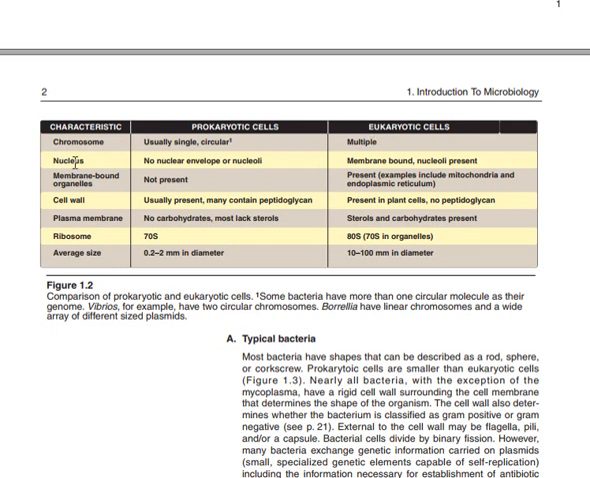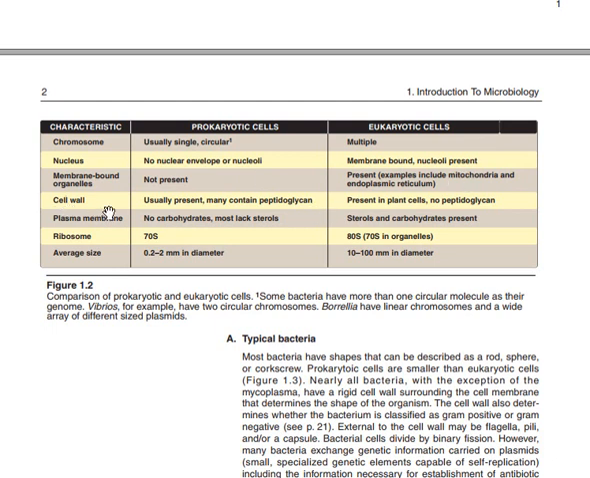Now the next is the nucleus. We have no nuclear envelope or nucleoli in prokaryotic cells, while in eukaryotic cells you have a membrane-bound nucleus with nucleoli present. The next one is membrane-bound organelles. Here you have no membrane-bound organelles, like those with phospholipid membranes. While here they are present. Examples are the mitochondria and the endoplasmic reticulum, which consists of the rough and the smooth endoplasmic reticulum.